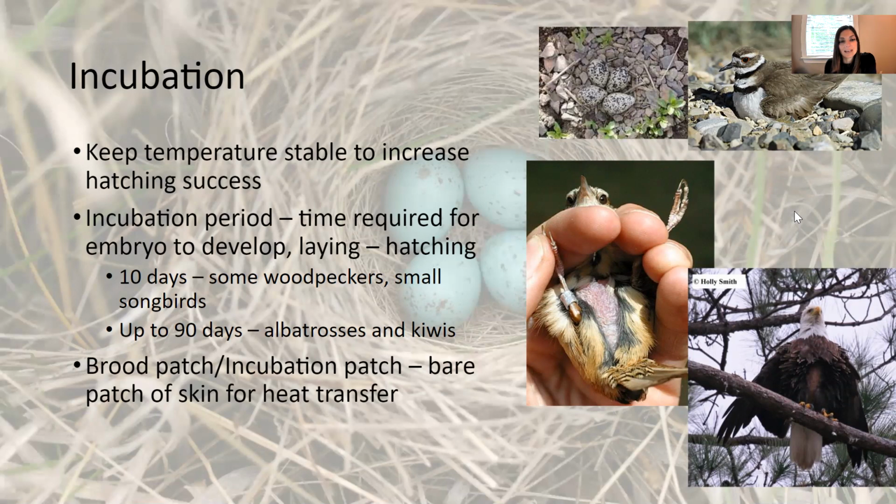The incubation period, the amount of time between the eggs being laid and them hatching, again has a wide range. For some woodpeckers and small songbirds, it's as short as 10 days from laying the eggs to hatching. For others, examples being albatross and kiwi, it can be up to 90 days. And that relates to the hatchlings being either altricial or precocial, and we'll get to that in just a minute. But first, I want to point out the brood patch.